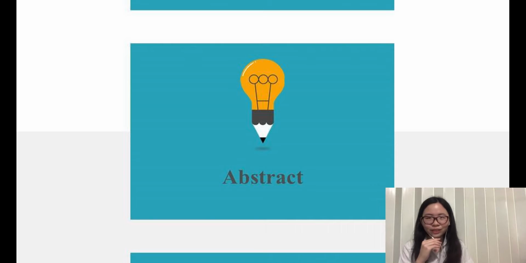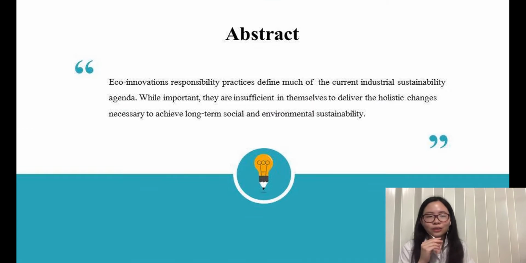Let's begin. The first topic is abstract and background. Eco-innovation and responsibility practices define much of the current industrial sustainability agenda. Why important? Because they are insufficient in themselves to deliver the holistic change necessary to achieve long-term social and environmental sustainability.